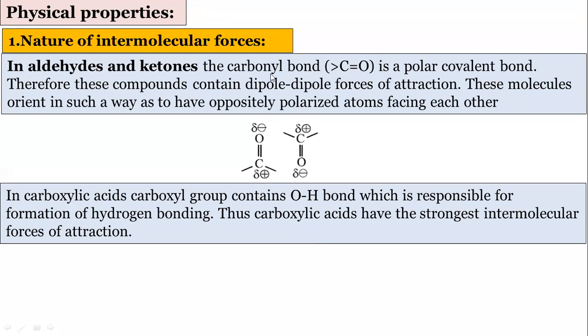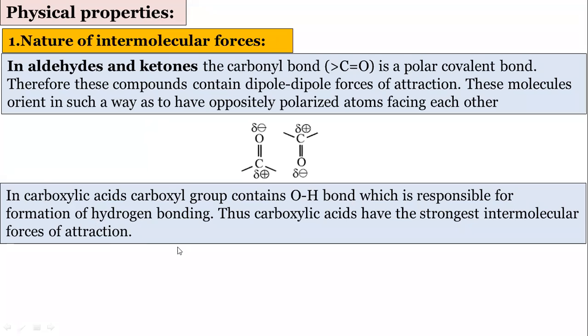In the case of aldehydes and ketones, the carbonyl bond, this is the CO bond, is a polar bond because this oxygen has the delta minus charge, and this carbon has the delta plus. Electron density will be pulled here, so it will be delta minus, and automatically the carbon will be delta plus. Therefore these compounds contain dipole-dipole interaction. These molecules orient in such a way that the oppositely polarized atoms face each other like this.